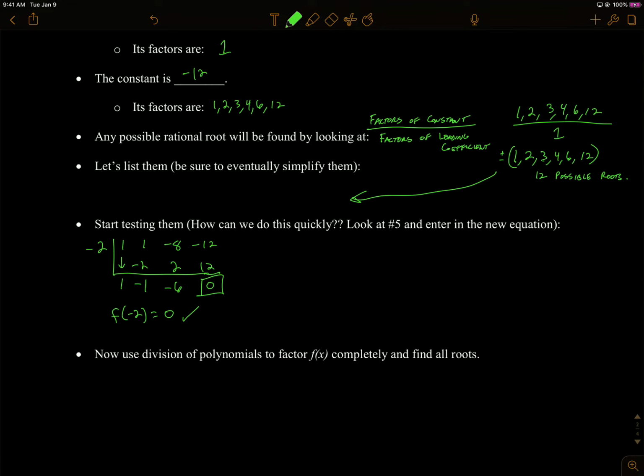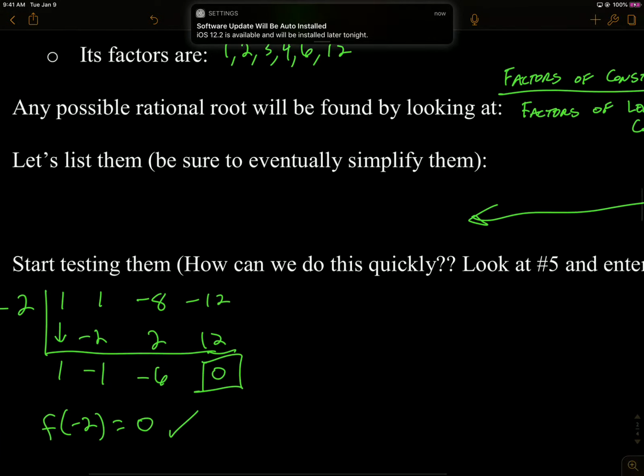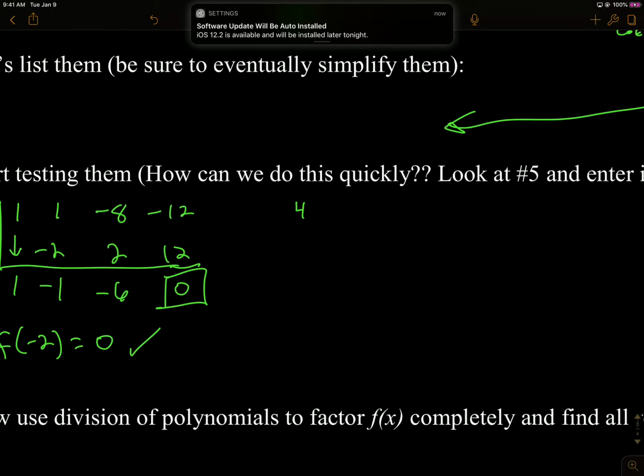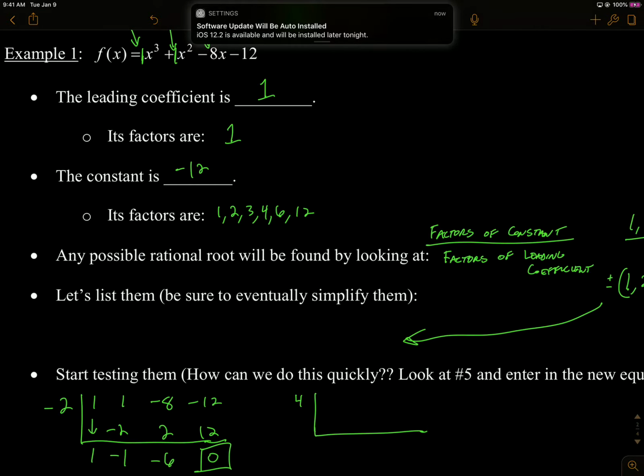Let's look at one that didn't work. Like on our possible list, there was 4. Let's see what happens when I test it out. I could plug 4 into the function, but instead of plugging it in, I want to use the remainder theorem and just do synthetic division and look at the remainder. So I don't have to plug it in. It's a lot faster in my opinion.